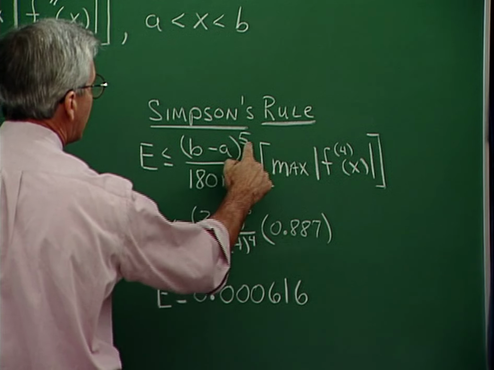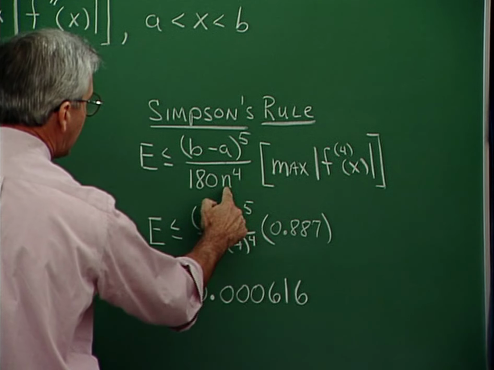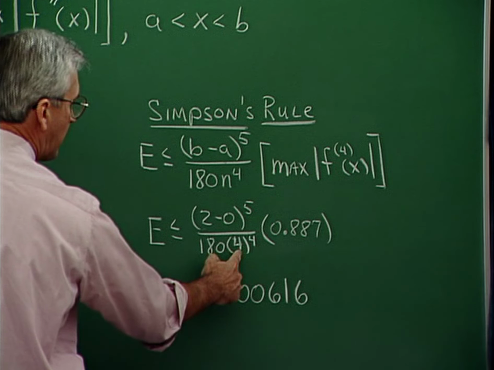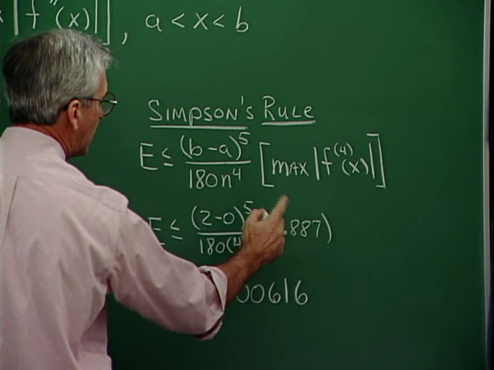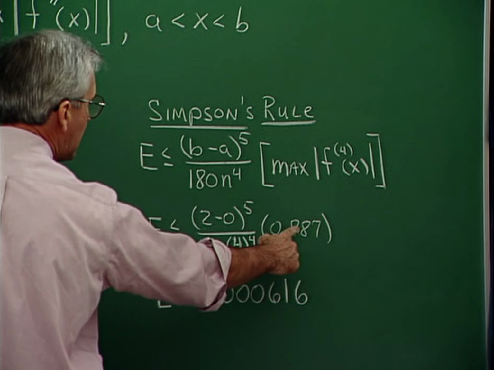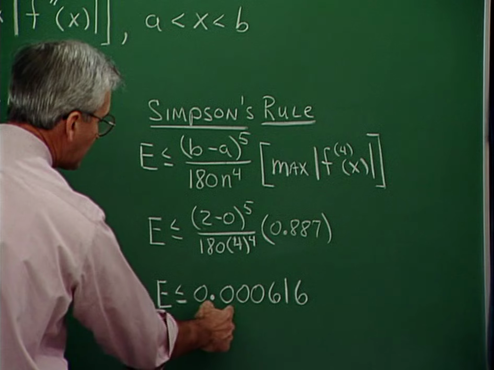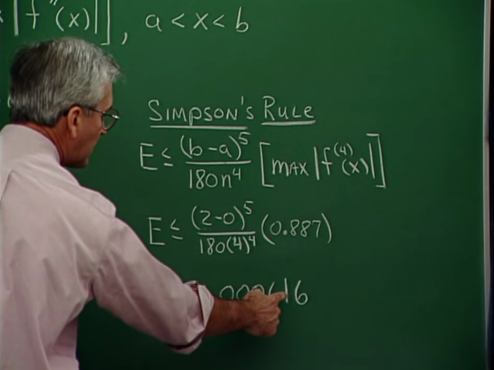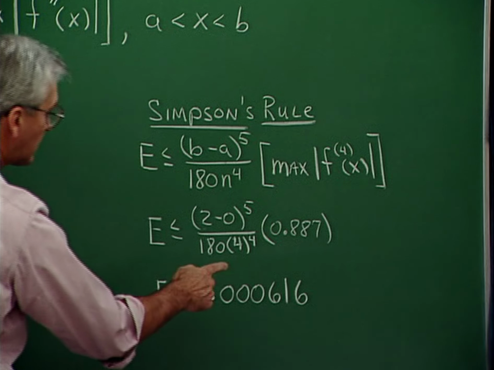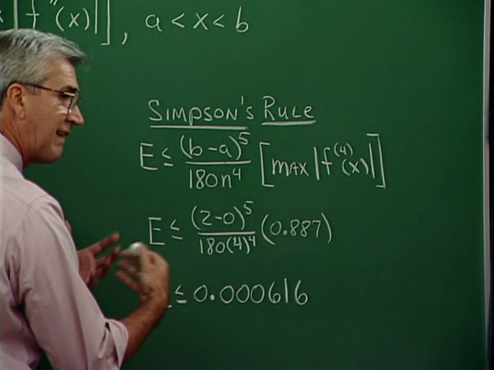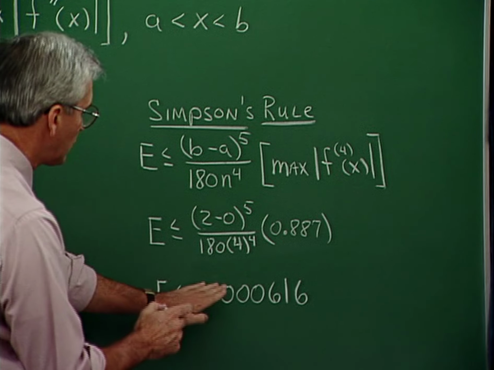The b minus a to the fifth, that's 2 minus 0 to the fifth, the 180 n to the fourth. Now n, remember, was 4, so this is 4 to the fourth power. And the maximum value of the fourth derivative function along that interval is 0.887. And when this all multiplies out, it turns out that the maximum error is 0.000616. Well, no wonder to 3 decimal places we got the actual value that the calculator gets in this calculation. So this is extremely accurate.